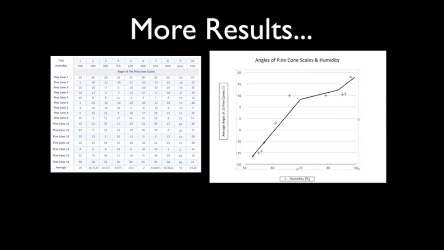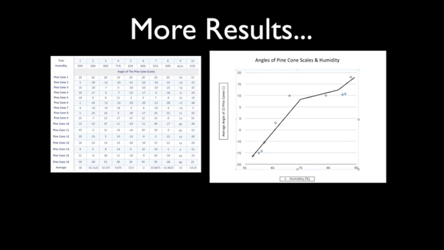These are some more results, data that I collected. If you look on the left, there is a table. The really important pieces you should notice are the top row and the last row. The top row should match with the last row. The top row is a bunch of daily humidity readings that I collected for 10 days, and the bottom row is the data on the average angles of the 16 pine cones.